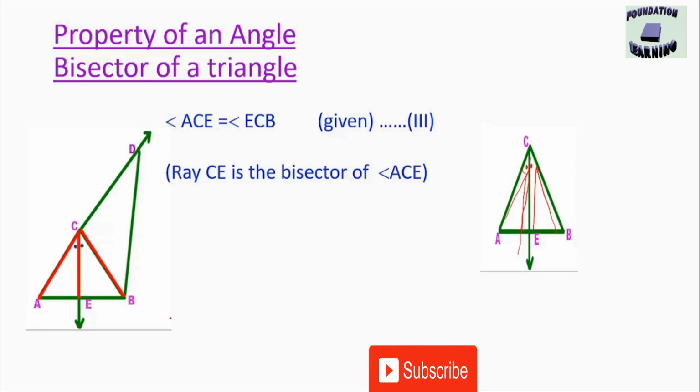This red line you can see here is one angle and this is the second angle. Why? Because this ray CE is the bisector. So what does a bisector do? It divides the angle into two equal halves. So we have got a third pair of congruent angles, that is ACE congruent to ECB.